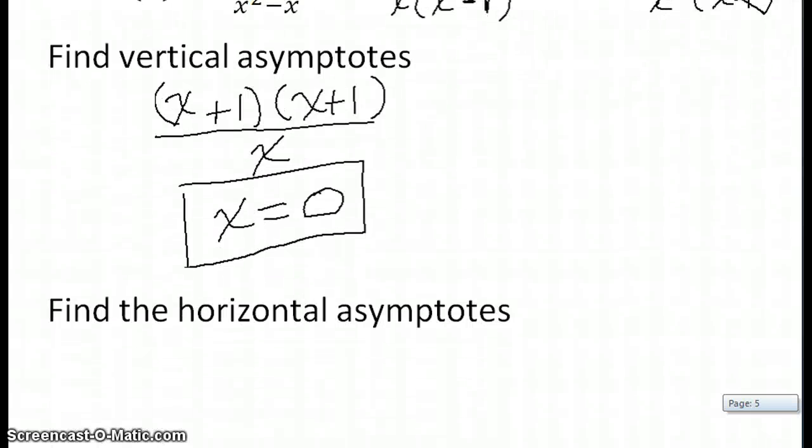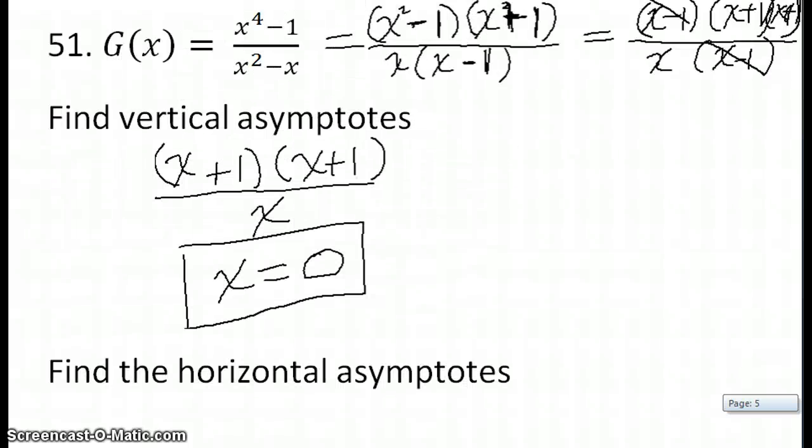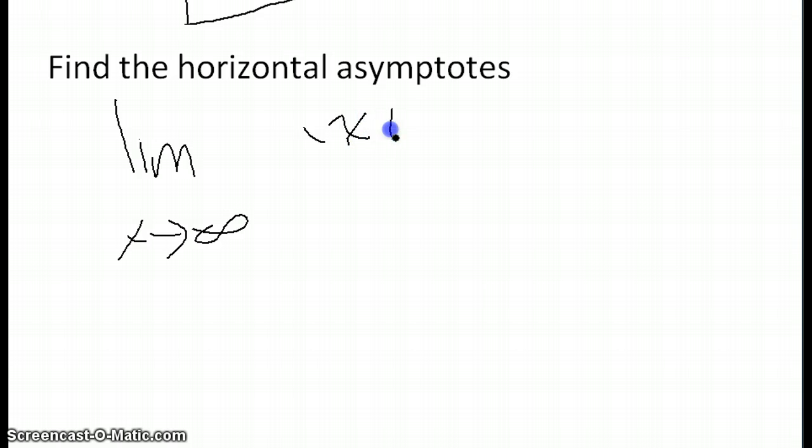And then as we move down to find the horizontal asymptote, again I use that factored form. I take the limit as x approaches infinity of the numerator and that denominator. So let's go ahead and write that down. So it's the limit as x approaches infinity of the numerator.